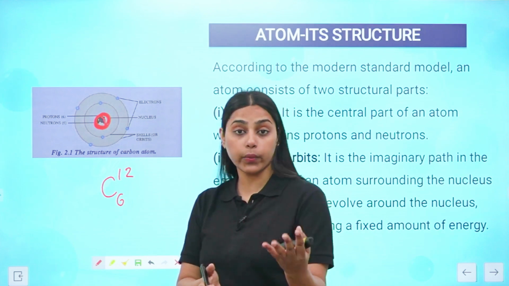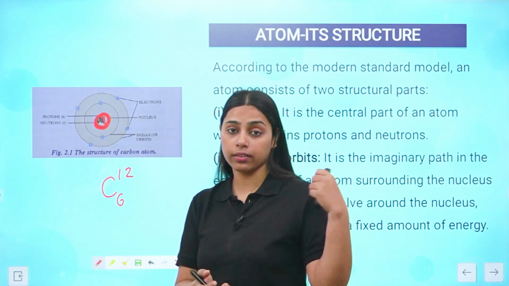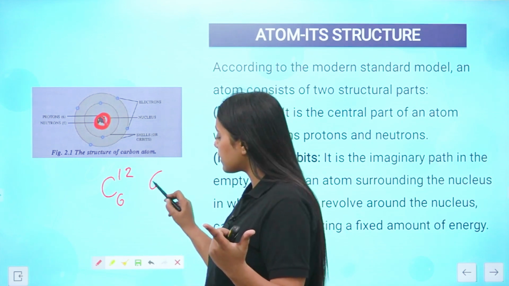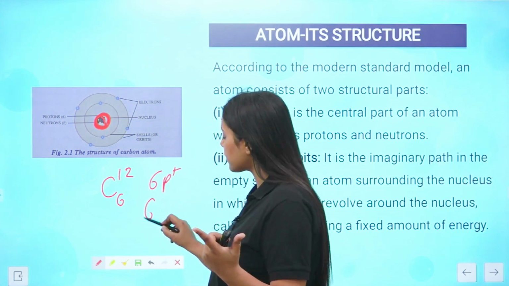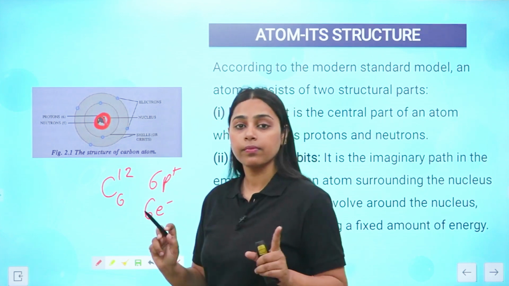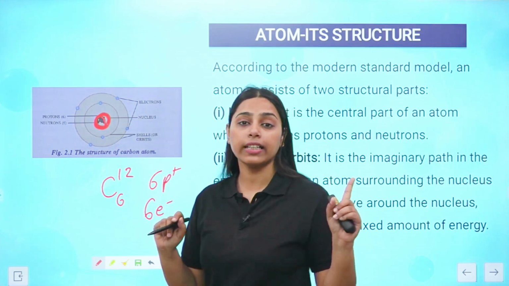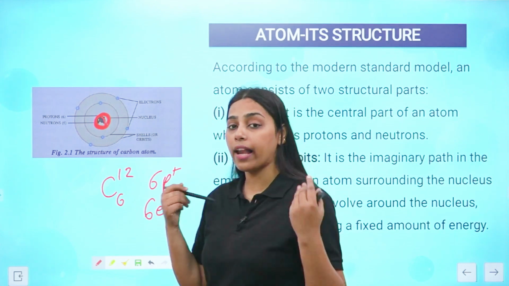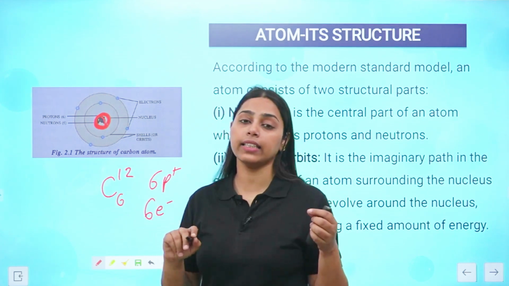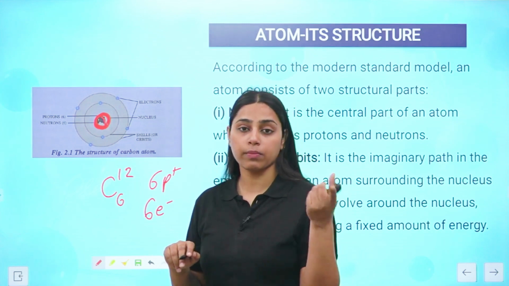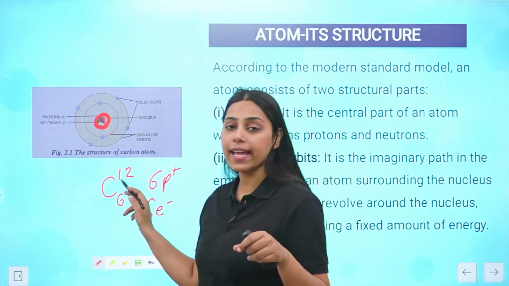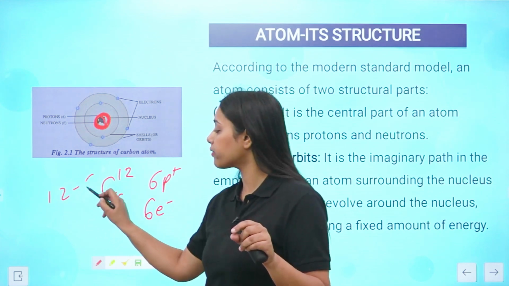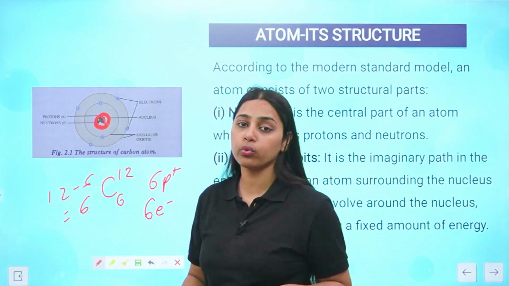Protons and electrons are equal in number, which we have also learned in the previous slides, right? So this carbon has 6 protons, 6 electrons, and the nucleus, we have learned, consists of protons and neutrons. Neutrons are calculated by subtracting the number of protons from the mass number. The mass number, as I said right now, is 12, right? So 12 minus 6 will give you 6 neutrons.